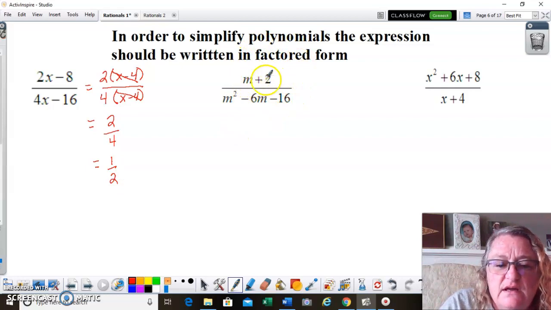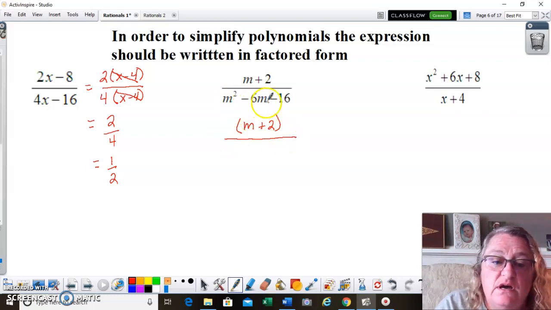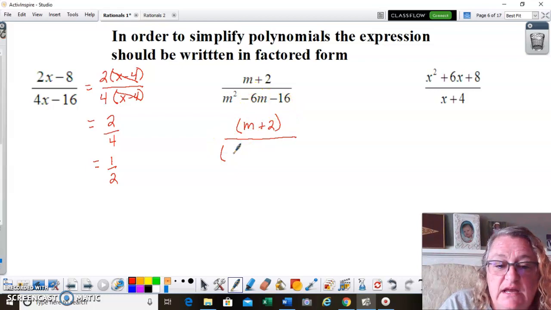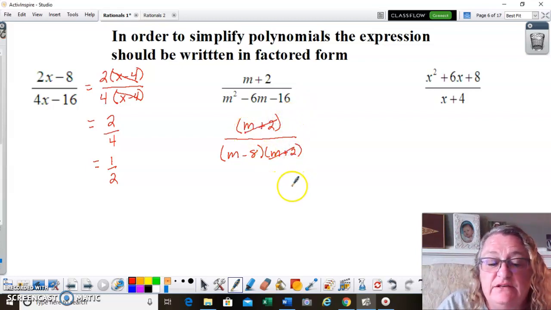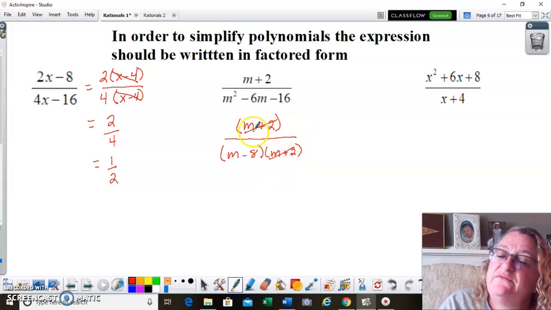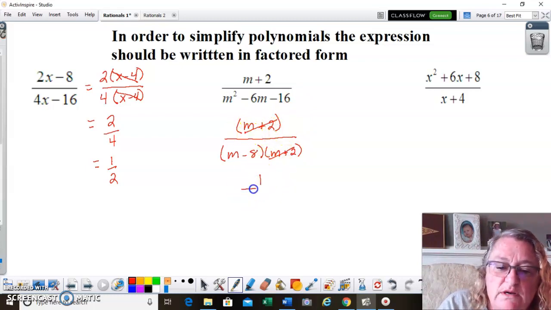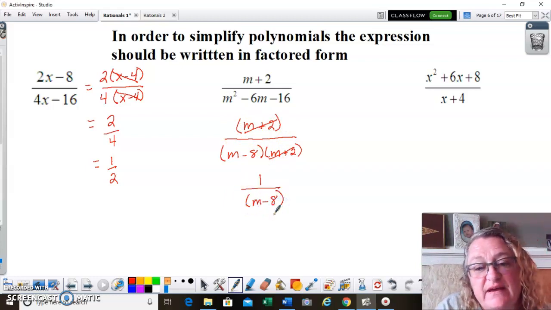In the next one here, m plus 2 is as simple as that gets. But we can go ahead and factor this denominator, like we did in the last video. I need two things that multiply to negative 16 and add up to negative 6. I'm thinking m minus 8 and m plus 2. You'll notice in the top and bottom we have factors of m plus 2 that match, so those divide out. We don't have any factors left on the top, so we list that as a 1, and what's left on the bottom is m minus 8. So that's how we would simplify that one.